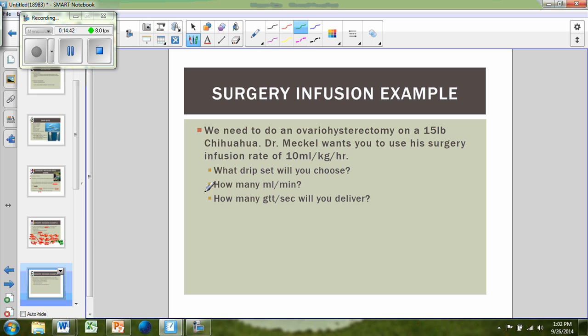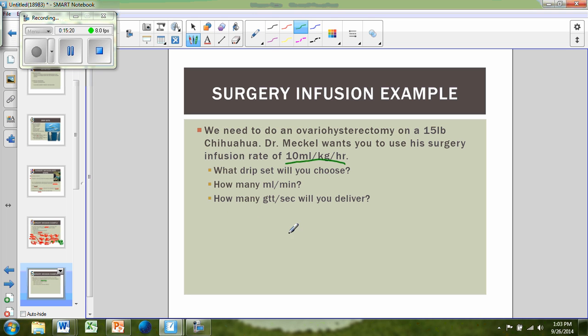You're going to try this one on your own, but instead of using 4 mLs per pound per hour, Dr. Meckel actually likes to use this one, which is the same thing as 4 mLs per pound per hour. It just has kilograms in here. So what you need to do is convert your 15 pounds to kilograms and place this in for the 4 mLs per pound per hour, okay? So just replace 10 mLs per kilogram per hour with 4 mLs per kilogram per hour, okay?